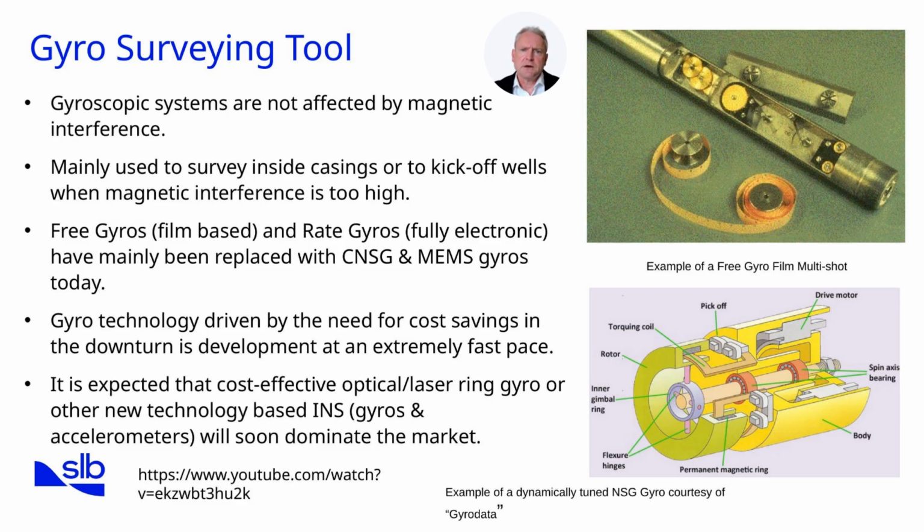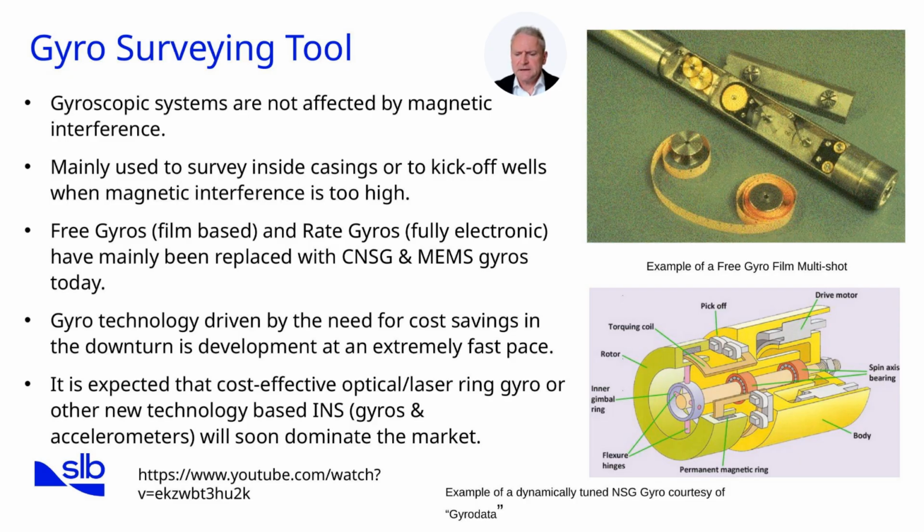The picture on the bottom right shows a dynamically tuned north-seeking gyro, NSG, an evolution beyond free gyros. Unlike earlier film-based systems, north-seeking gyros are fully electronic and capable of automatically aligning with Earth's rotational axis to determine azimuth. By eliminating film and mechanical drift issues, they provide continuous, highly accurate data. NSGs are smaller, more rugged, and easier to deploy, making them popular for cased hole surveys, sidetracks, and anti-collision verification. They can run memory-based or with surface readout, depending on well needs.